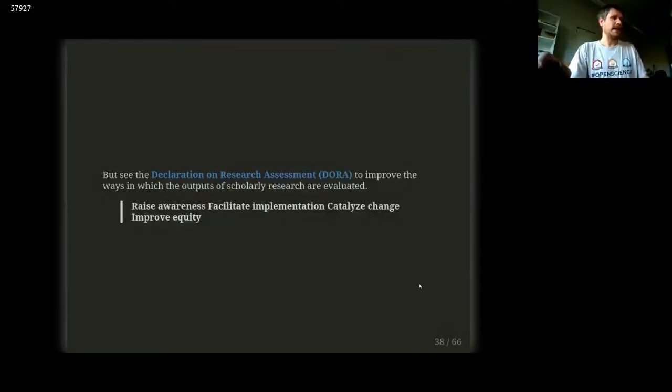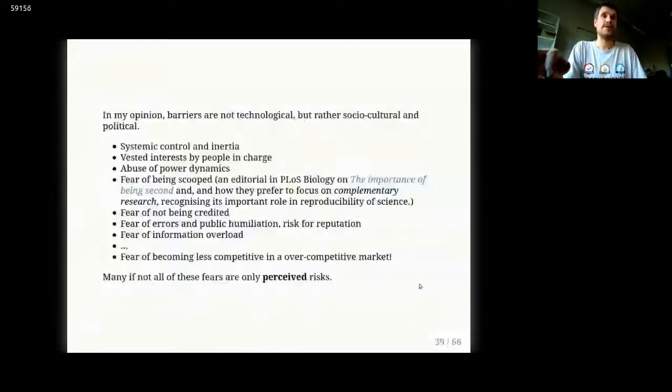But there are also really good incentives or good efforts, like the San Francisco Declaration on Research Assessment, DORA for short, that really tries hard to improve the ways in which outputs of scholarly research are evaluated. They want to, in a nutshell, make clear that if we want to assess research and researchers, we should not get stuck with impact factor and journal titles. Right? There are better ways to assess the quality of research, and that includes also open research and reproducible research.